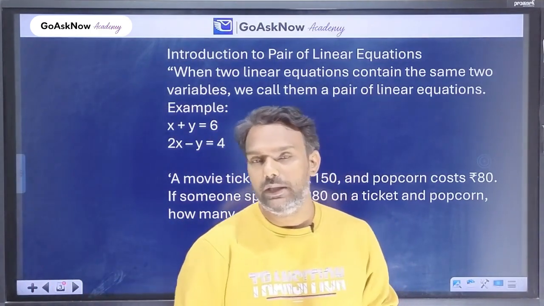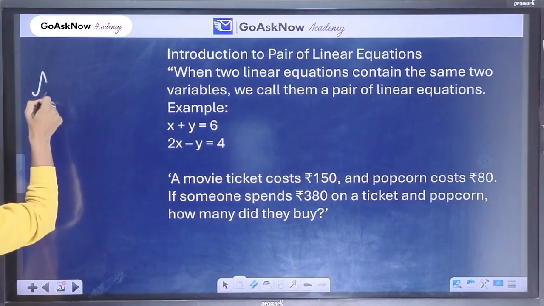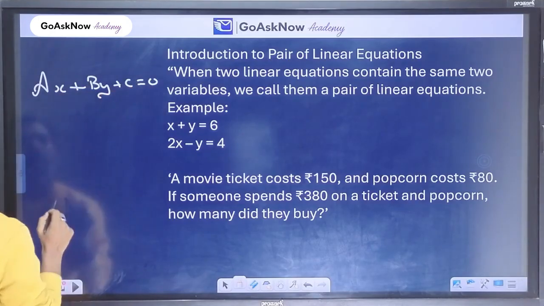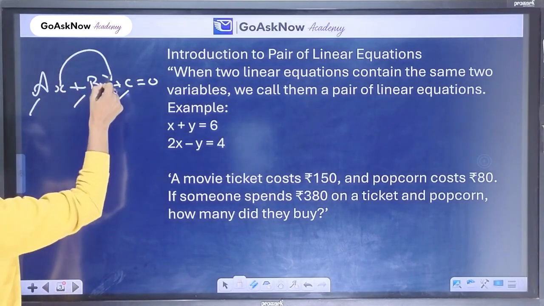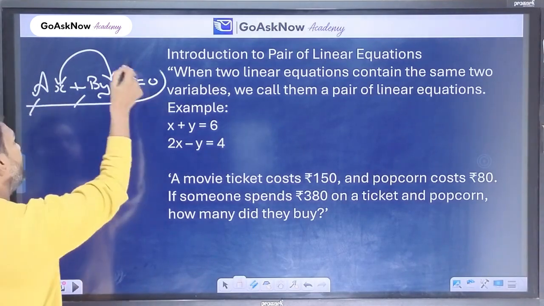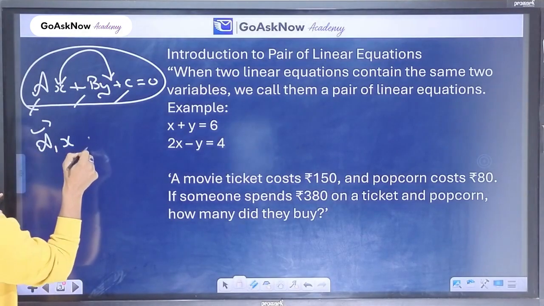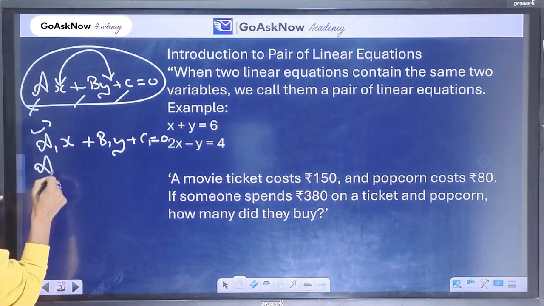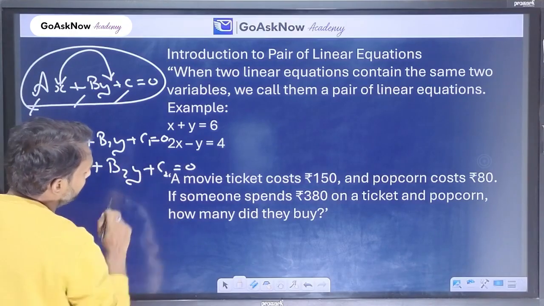Now, introduction to linear equations. The basic structure of a linear equation in two variables is ax plus by plus c equals 0, where a, b, c are constants, and x and y are variables. In this chapter, this will appear in pairs, meaning it's going to be like this: a1x plus b1y plus c1 equals 0, and also a2x plus b2y plus c2 equals 0.